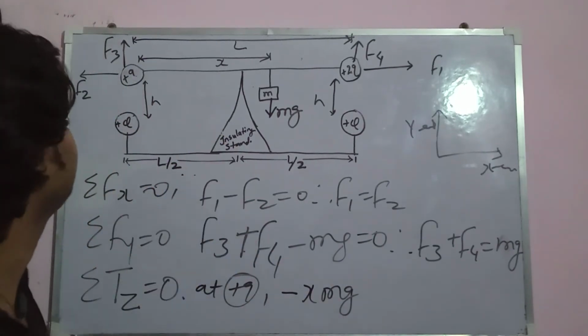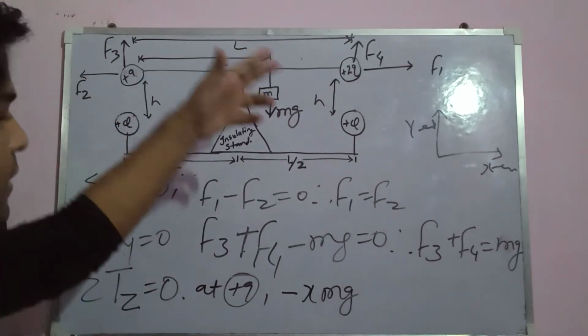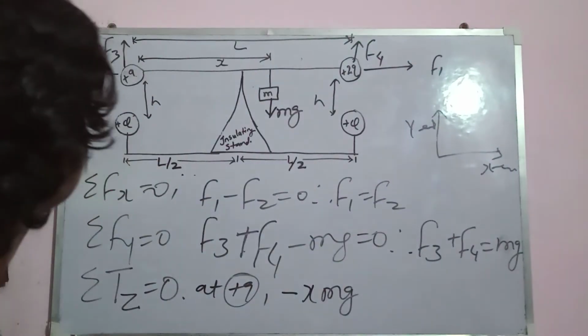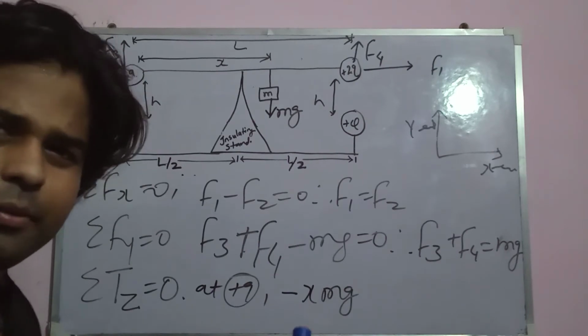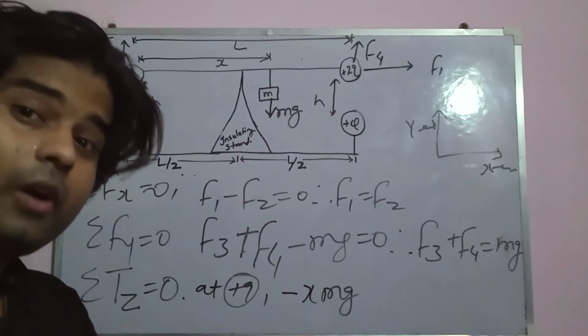The torque is negative. Those of you who are aware of torque and angular momentum understand the importance of the moment arm to find the torque. The moment arm is the perpendicular distance to the line of force, passing through the point where I have to calculate torque or angular momentum.